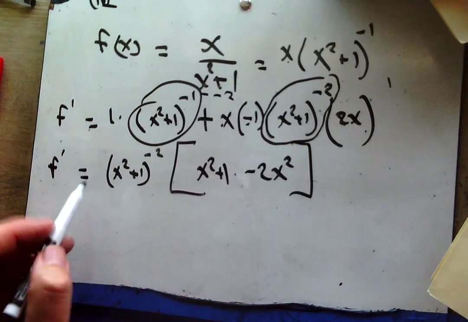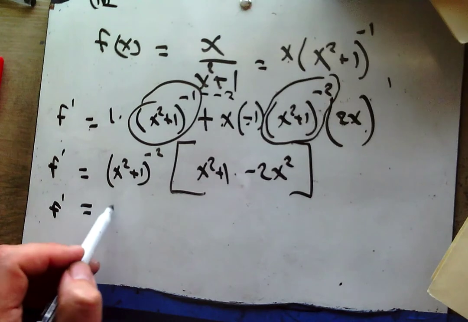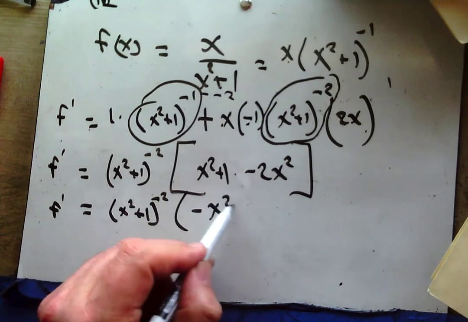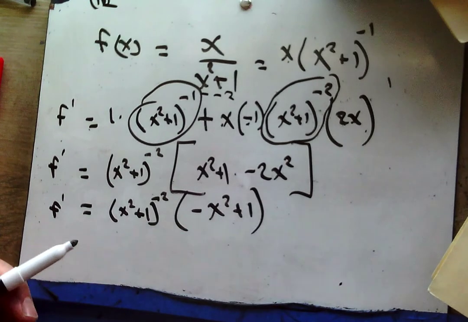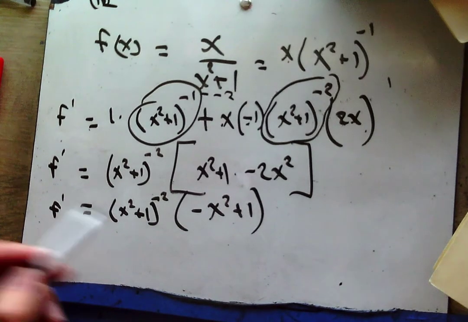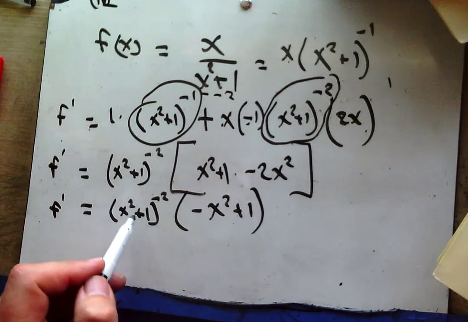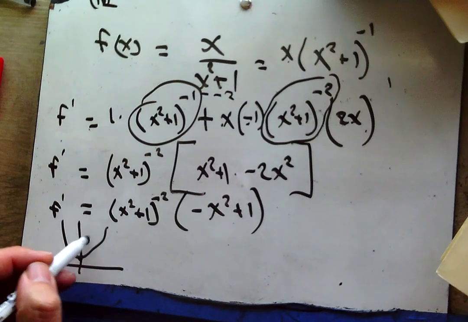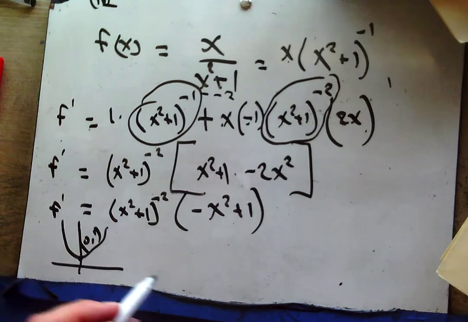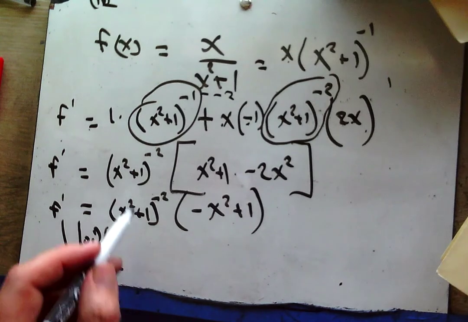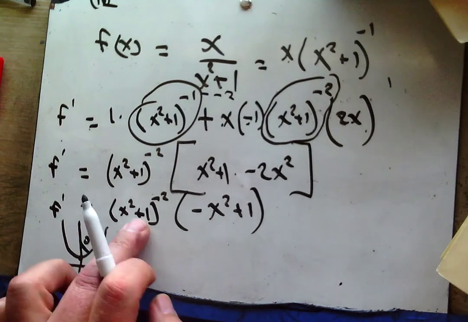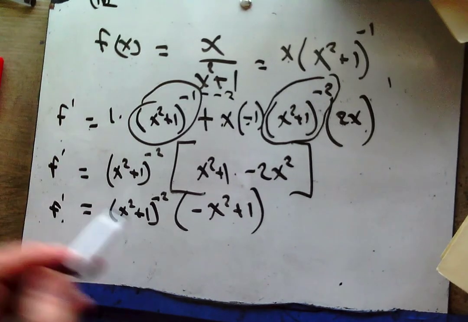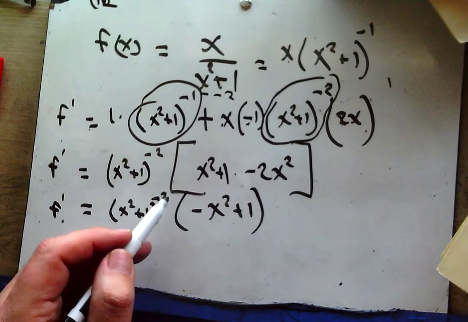And so if I combine like terms here, I see that f prime is (x squared plus 1) to the minus 2, times (negative x squared plus 1). Okay, so what are my critical values? Well, this thing is never equal to 0. Now we're looking at x squared plus 1, and this parabola never crosses the x-axis. This parabola is never equal to 0, so this part of my f prime is never equal to 0. In fact, it was always above the x-axis, so this is always positive.